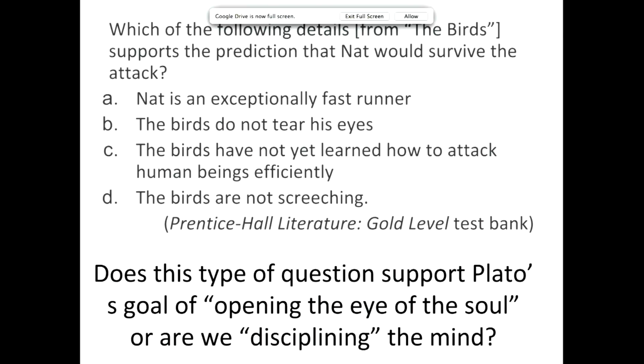Option A, Nat is an exceptionally fast runner. Option B, the birds do not tear out his eyes. Option C, the birds have not yet learned how to attack human beings efficiently. And D, the birds are not screeching. Does this type of question support Plato's goal of opening the eye of the soul?